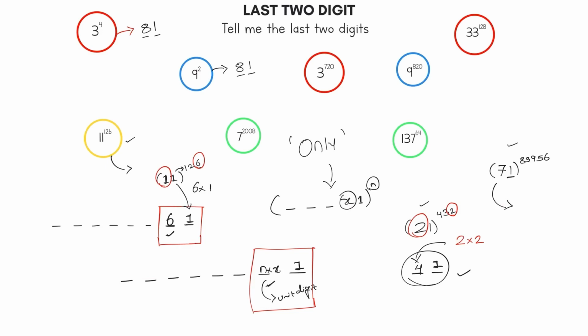So since the unit digit is 1, I'll put the unit digit here as 1. Tens digit, what will I do? The last of this, 6, being multiplied by this. 6 sevens are 42. Unit digit here is 2. So I'll put a 2 here, and the problem is solved. The last 2 digits of this number are 21. 2 and then 1. Okay, so that's how simple it is to get the last 2 digits if my number is ending in 1.